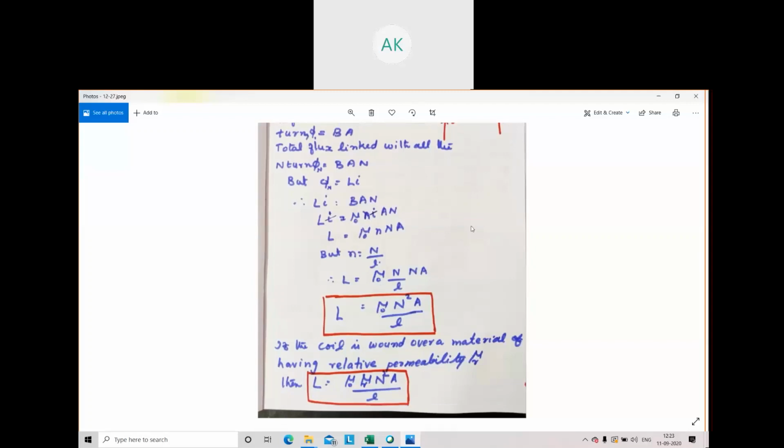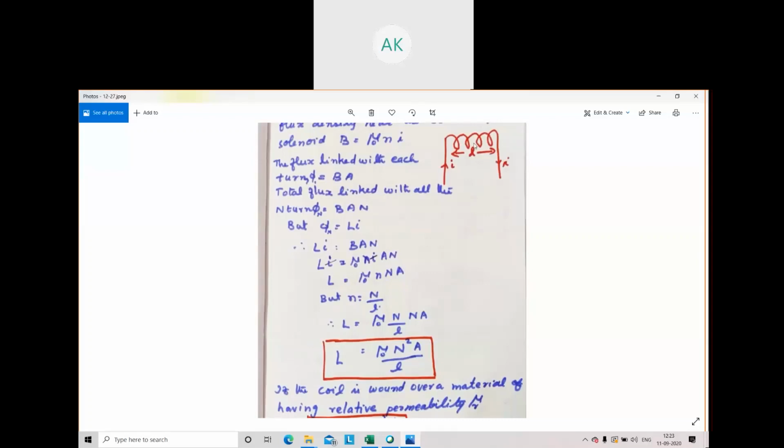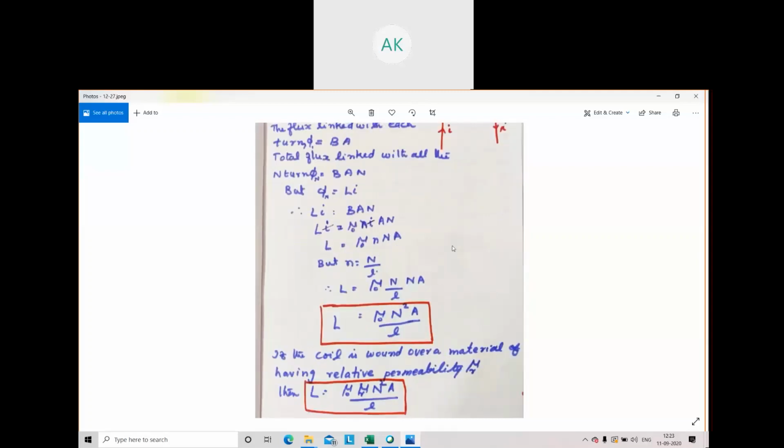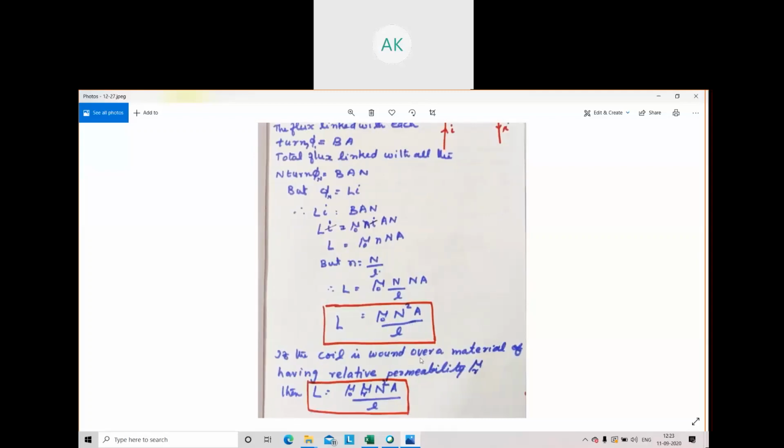If the coil is wound over a material having relative permeability mu r. Here it is vacuum. Instead, if the coil is wound over an iron piece or any other such material, the permeability is more. So flux linked with that also will be more, and more magnetic field will be produced. If we wind the wire on a soft iron core, we get a more strongly magnetized, strong magnet.